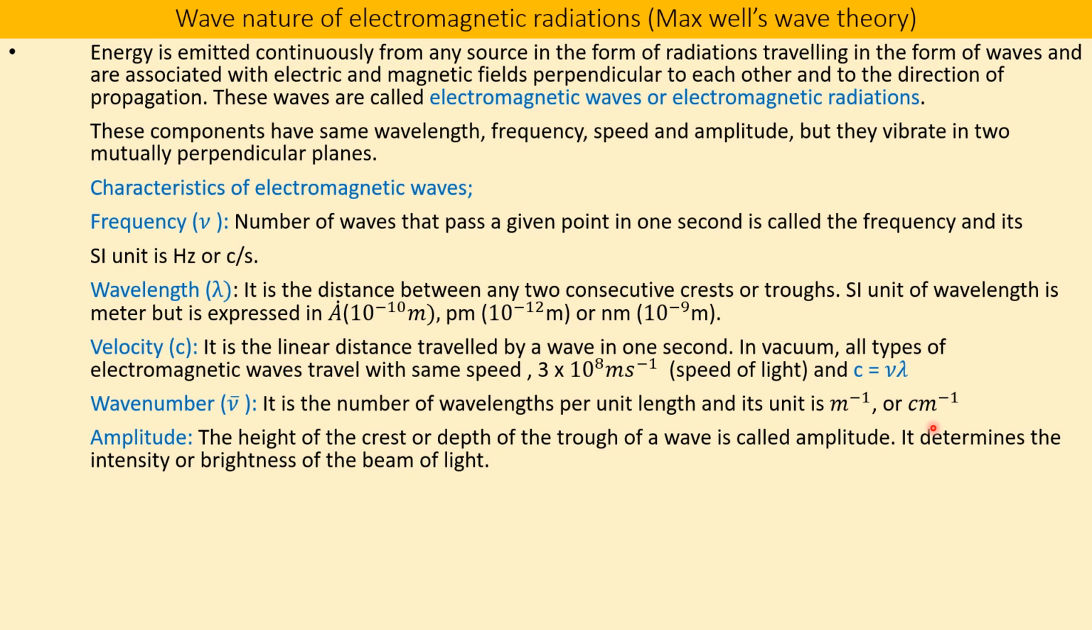Now, the relationship between frequency, wavelength and velocity can be written as C is equal to nu lambda, or frequency nu is equal to C by lambda. Thus, a wave has shorter wavelength for higher frequency. That means if the frequency is high, the wavelength is short, and if frequency is low, then wavelength is long.